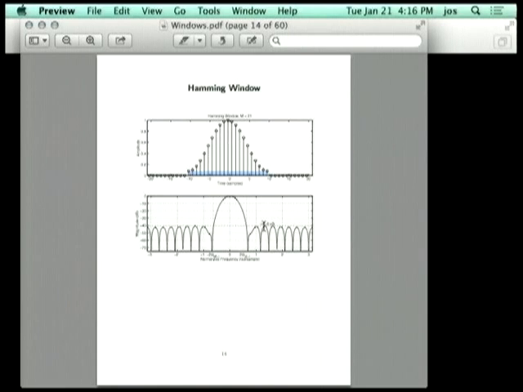Chet? Explain the weird little wiggles on the first side lobe. This distortion here?